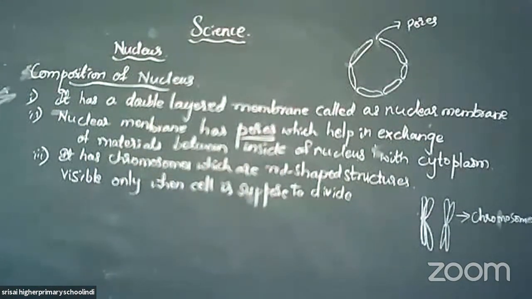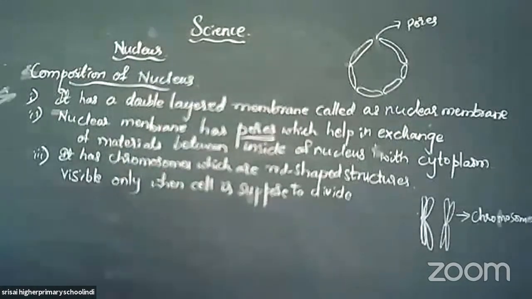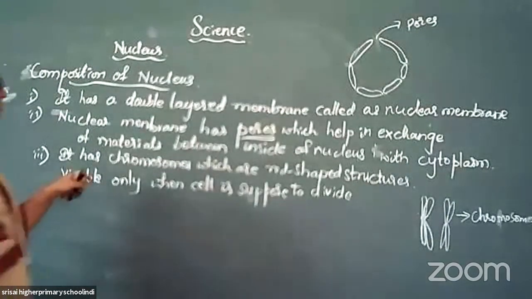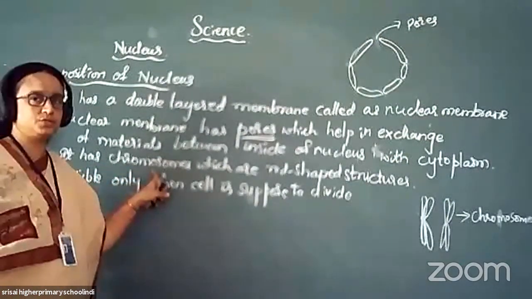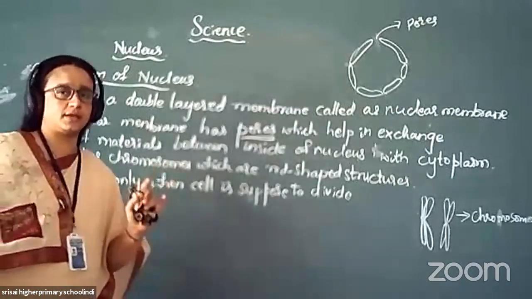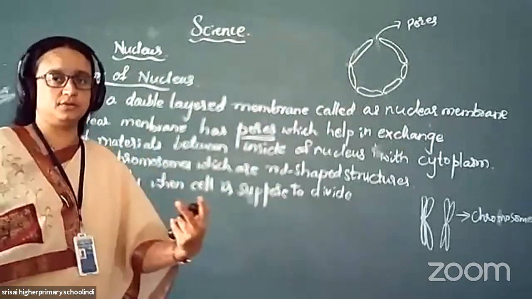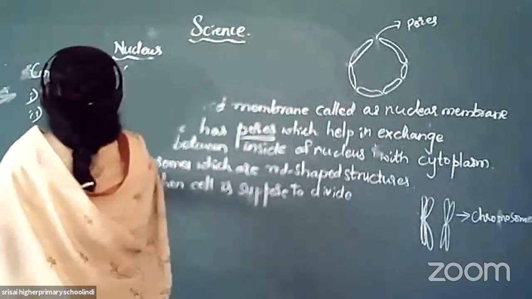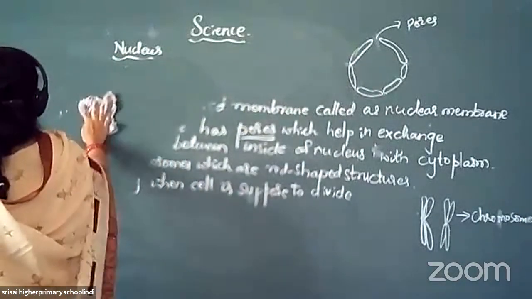Let me come to the next thing. Now we have talked about the chromosome, so let us discuss the functions of the chromosome. We said there are rod-shaped structures present in the nucleus, visible only during cell division. So let us discuss the functions of the chromosome. Ma'am, how exactly do the chromosomes help the cell divide?